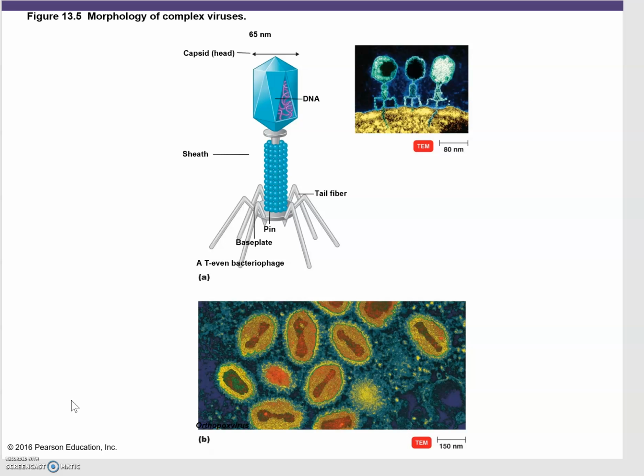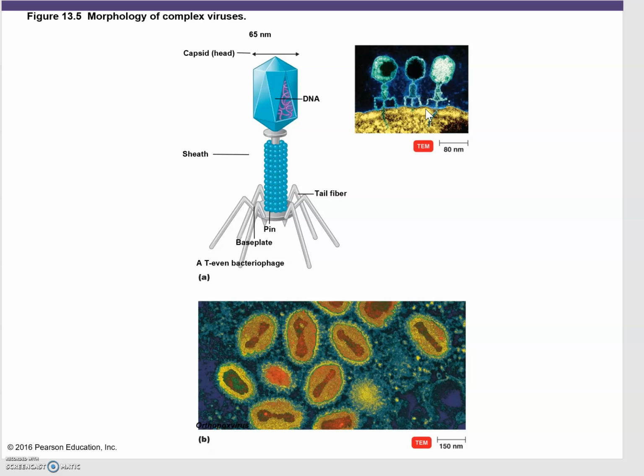So here is the bacteriophage. This is the morphology of a complex virus. As you can see here, we have a head structure. So the capsid would be the head structure right here. Then we have a neck portion or sheath, and then the tail fibers right here that are used for the virus to attach to a surface. You can see them right here lining up on the surface of a bacterium.